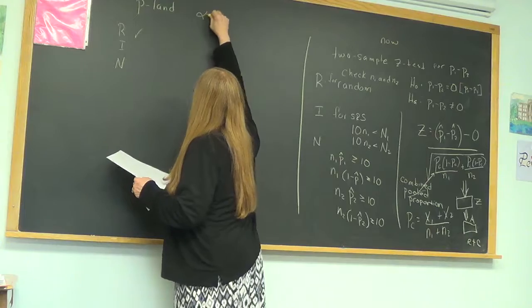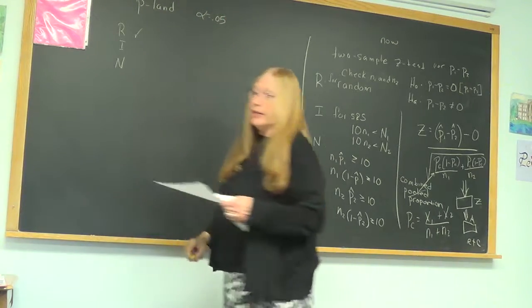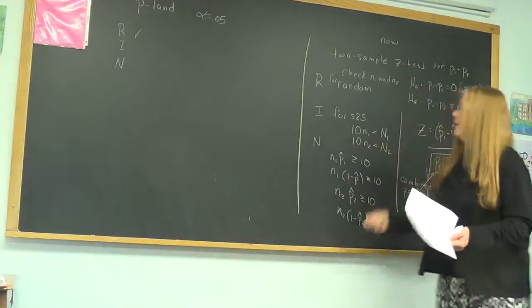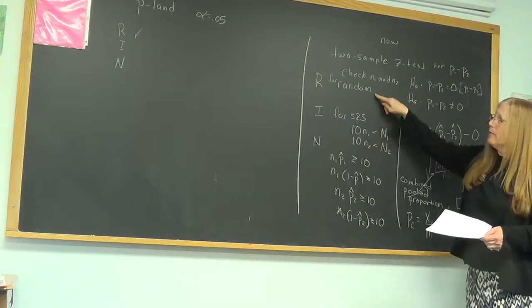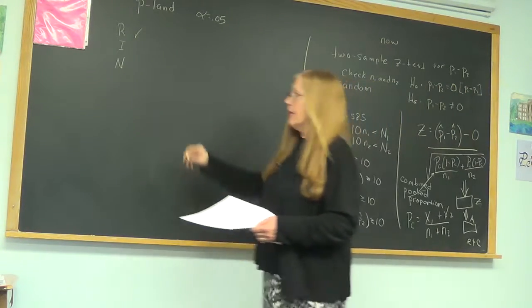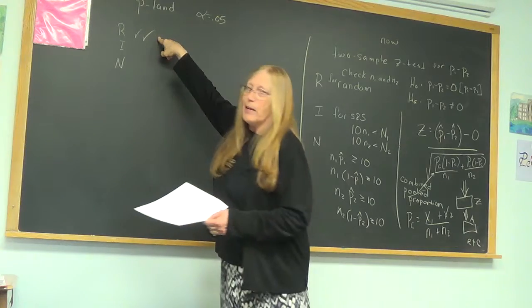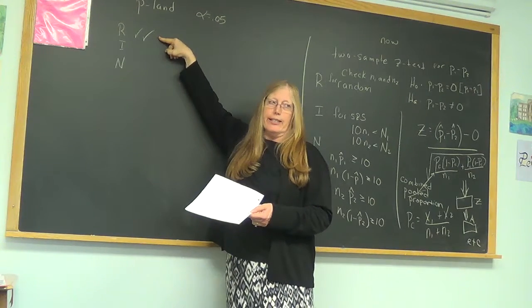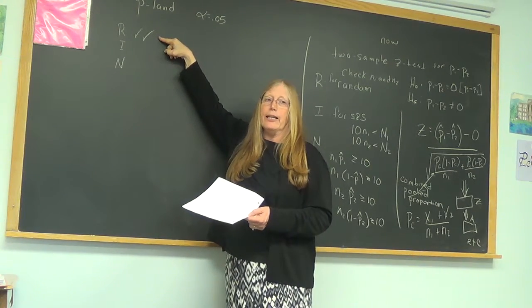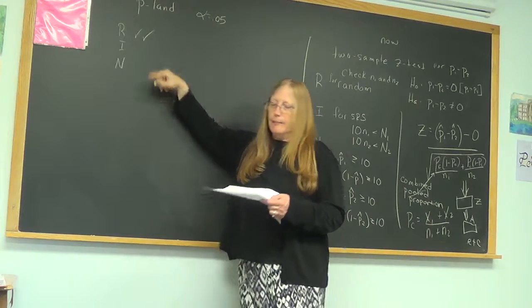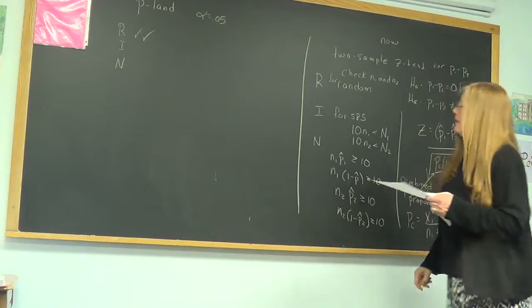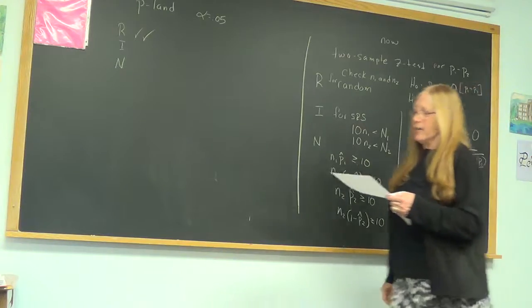All right, so here we go. We're going to run down an example of all this theory. So we start with random. This is my shorthand. On the test, you actually state random samples were taken for both. Independence, and they were SRSs.